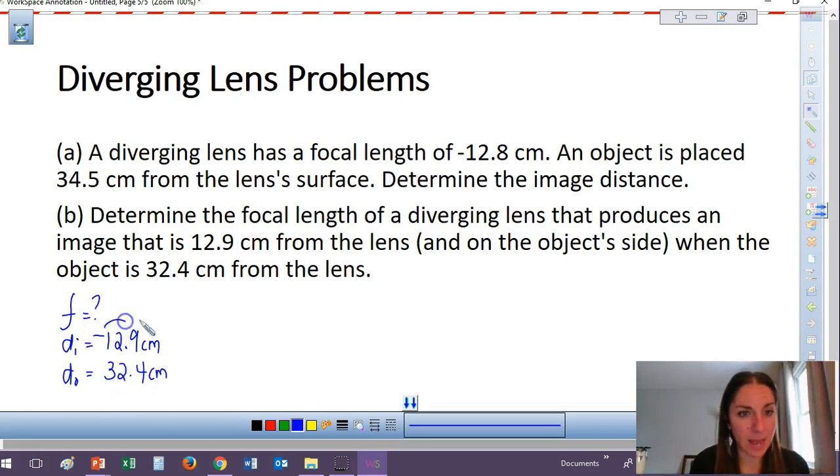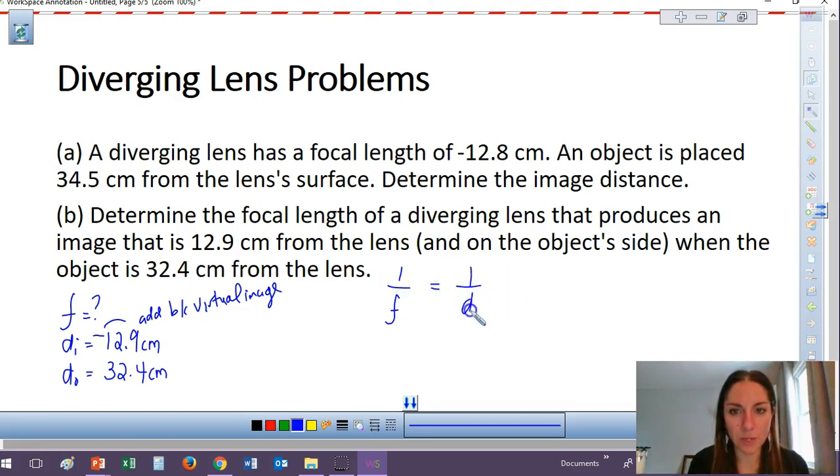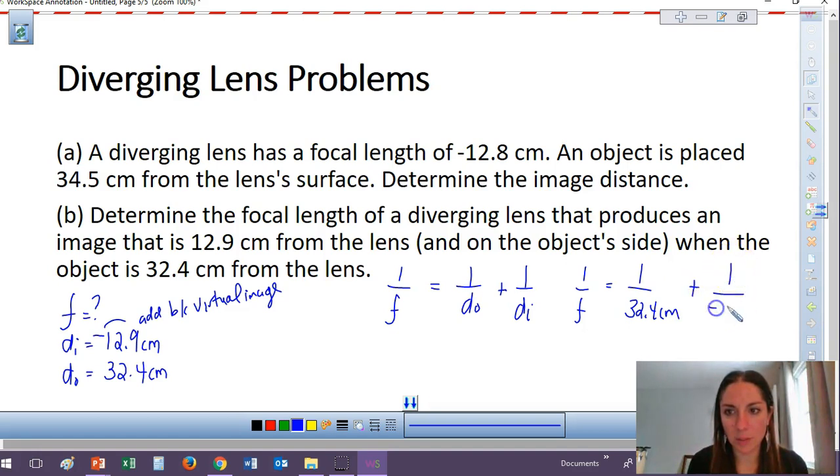So notice that I added it because this makes a virtual image. And in fact, spoilers, this should be a negative focal point because it's a diverging lens. So here we go. Using the thin lens equation, 1 over F equals 1 over DO, which is 32.4 centimeters, plus 1 over negative DI. Alrighty, so solving this out.